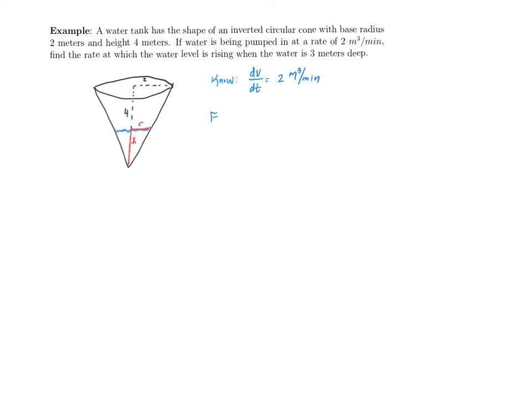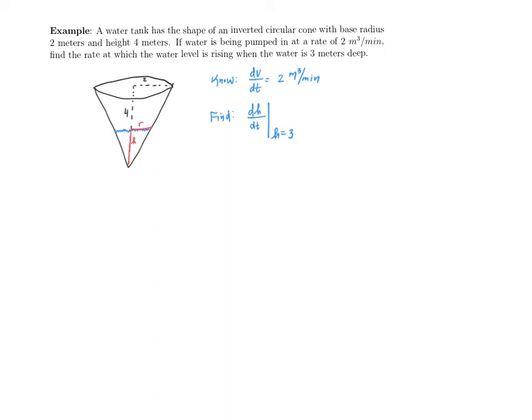And what we would like to find is dH/dt. Specifically, how quickly is that water level rising, i.e. the rate of change of the height, when H = 3. So what we need at this point then is an equation relating the volume to the height.